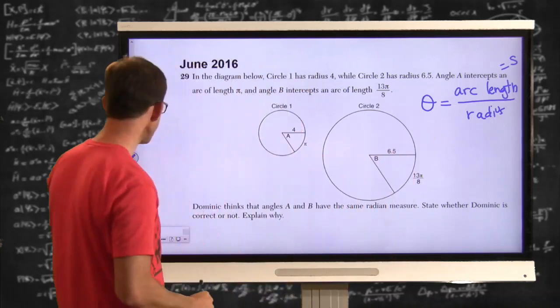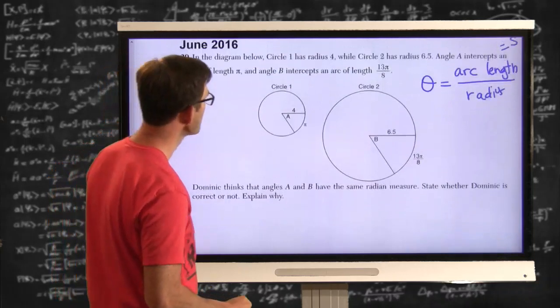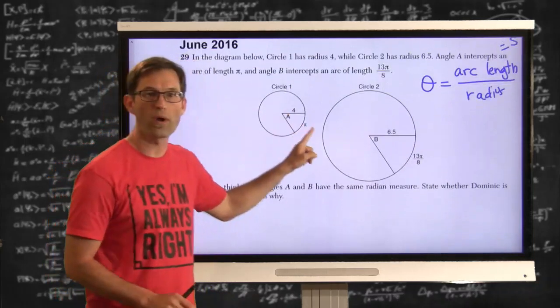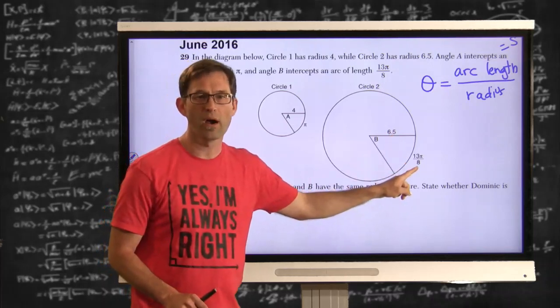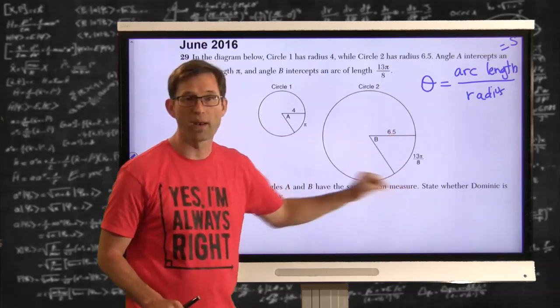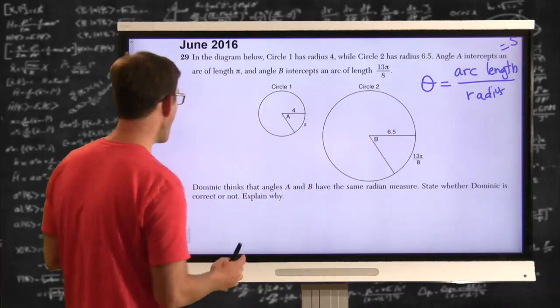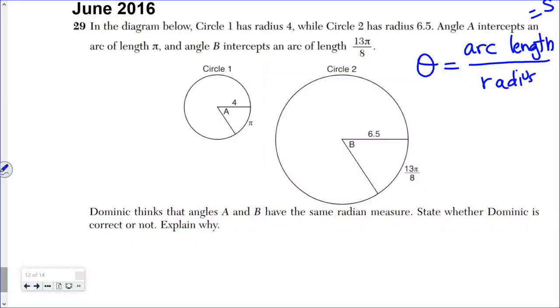Anyway, so in this particular problem, we've got these two circles. This one's got a radius of 4, an arc length of pi. This one's got a radius of 6.5 and a very ugly arc length of 13 pi divided by 8. And it says, Dominic thinks that angles A and B have the same radian measure, which would also mean they have the same degree measure, by the by. State whether Dominic is correct or not.